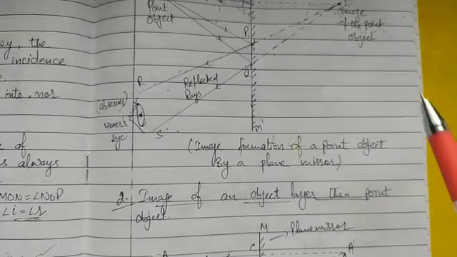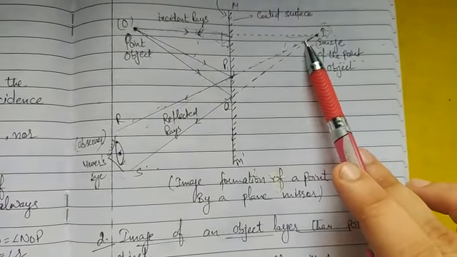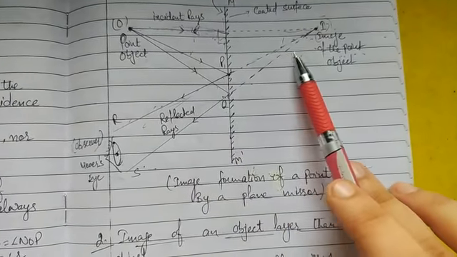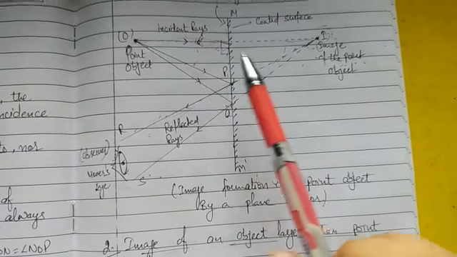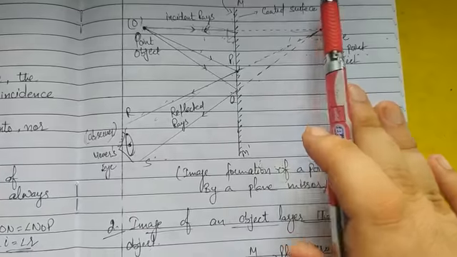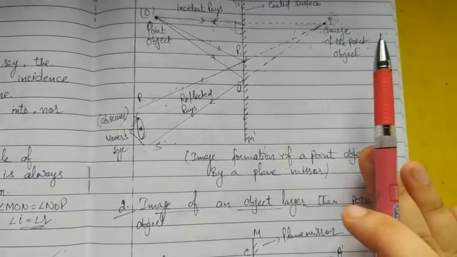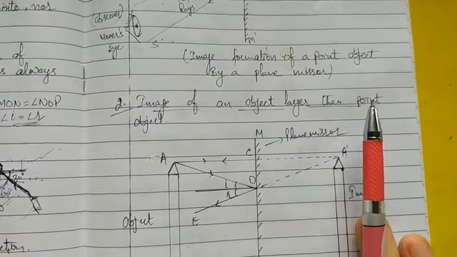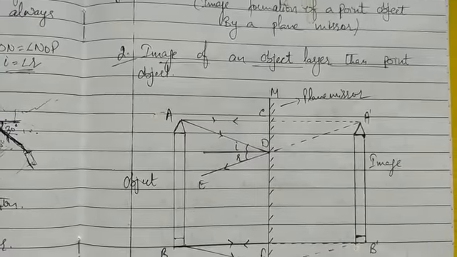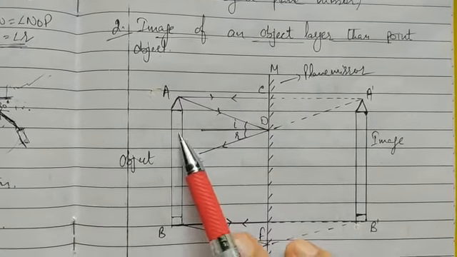And one more thing you should learn: the image formed by a plane mirror is always virtual. What is a virtual image? A virtual image is one which is formed behind the plane mirror, that means on the opposite side from the object. The object is on this side but the image is on this side. So that image is known as a virtual image. We will next study real and virtual images. What is a virtual image and what is a real image? So the next is the image of an object larger than the point object. Here I have just considered a large pencil.